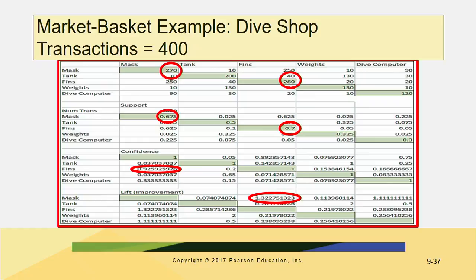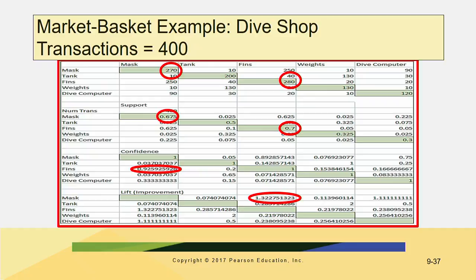Let's not do the stats, but let's figure that out. How many people bought a mask? Overall, how many transactions included a mask? 270. Of those 270, how many also included fins? 250. Okay, so 250 divided by 270. If I do that on my calculator, that comes up to roughly 93%.